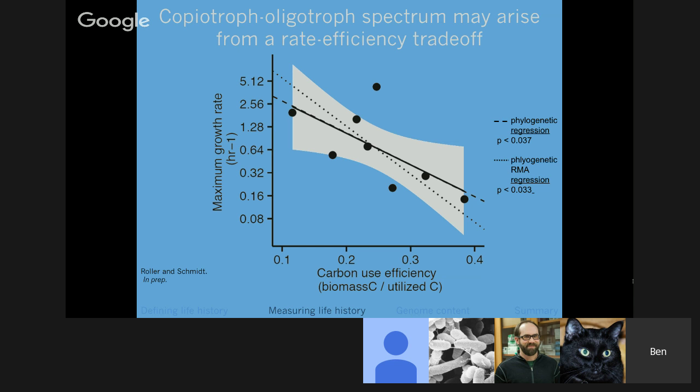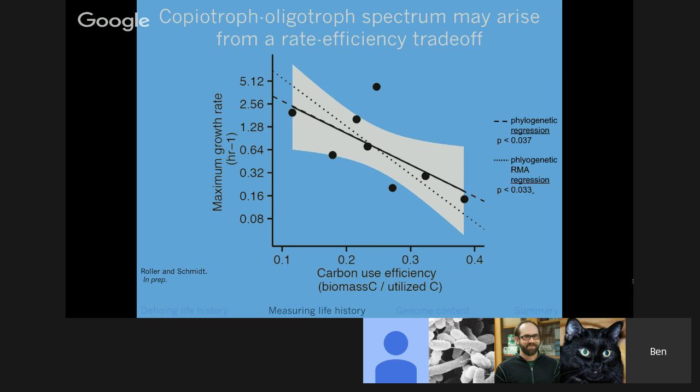One assumes no error in the x variable, but we know that's not true. So we've done the ranged major axis regression as the dotted line, which is the best fit to our data, where both variables are experimentally measured and potentially have error in them.